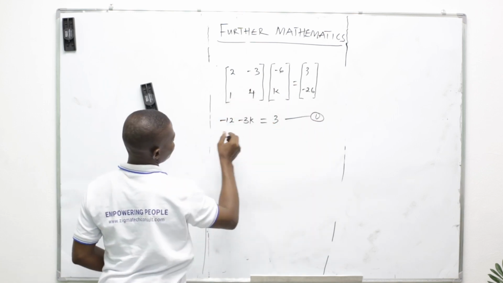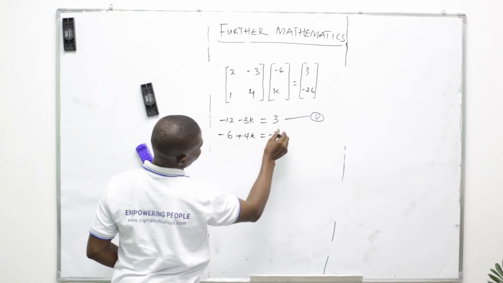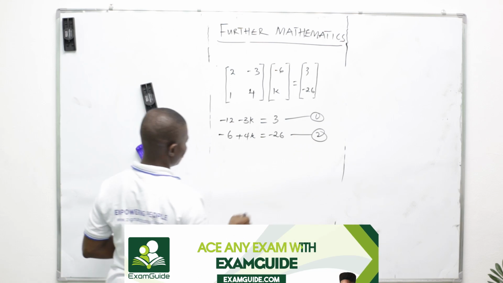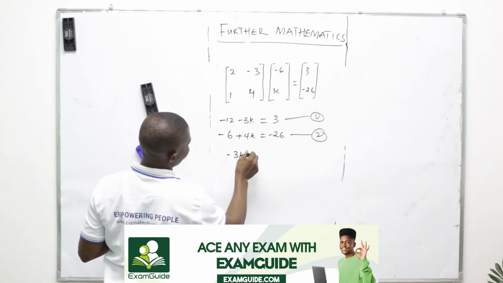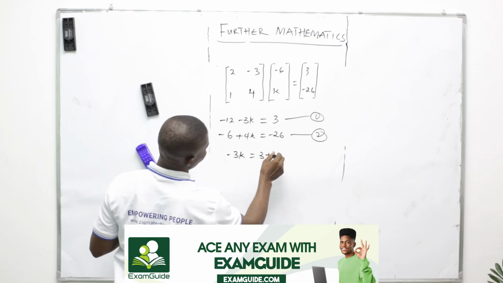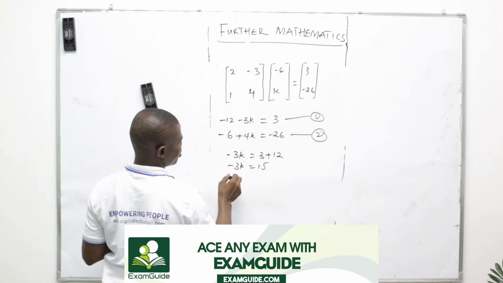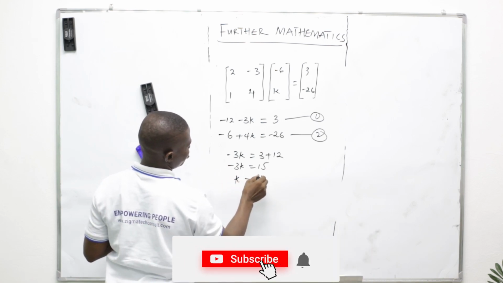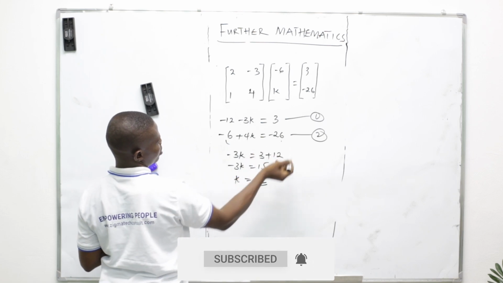This will now go. This is minus 6 plus 4k equals minus 26. I call it equation 2. But remember, our interest is just to get the value of k. So 3 plus 12 minus 3k equals 15. So k will be what? Minus 5.